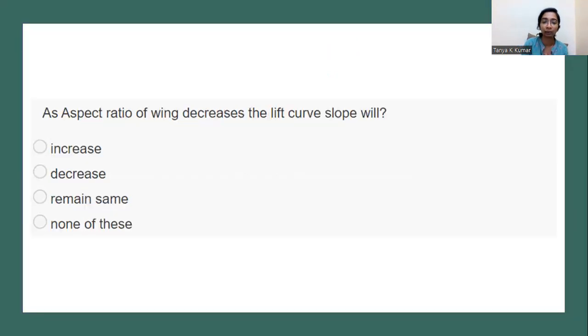Moving ahead, we discuss aspect ratios now. Aspect ratio is the ratio of the square of the span to the surface area. Now, what happens to the lift curve slope when the aspect ratio increases or decreases? The lift curve slope is the slope of the curve between CL and alpha. So, what is the difference between a 2D wing and a 3D wing? A 2D wing has infinite wingspan. So the aspect ratio here is b squared by S. The b in this case would be infinite for a 2D airfoil.